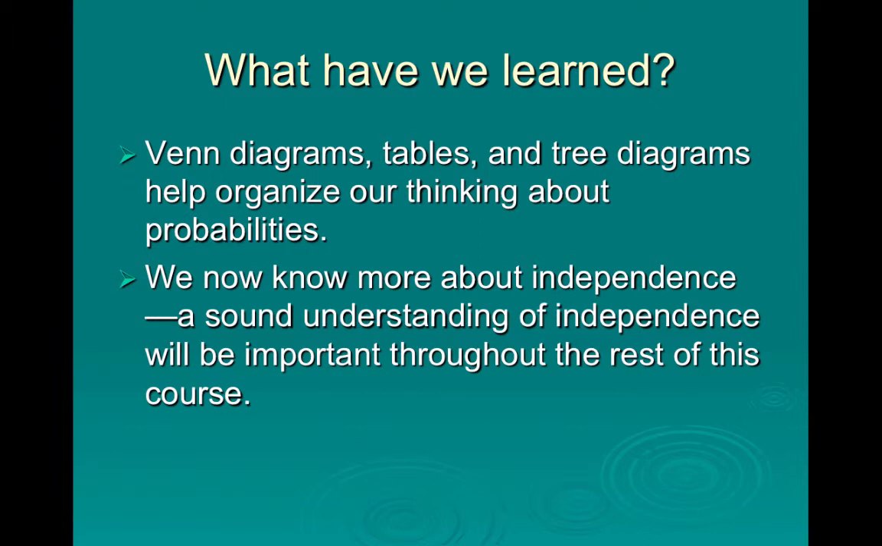Once again, two events are independent if one event does not affect the other event. And we can prove this by finding out if the probability of the first event is equal to the probability of the first event given the second event. As long as those two probabilities are equal, then we are independent. That is it for Chapter 15.